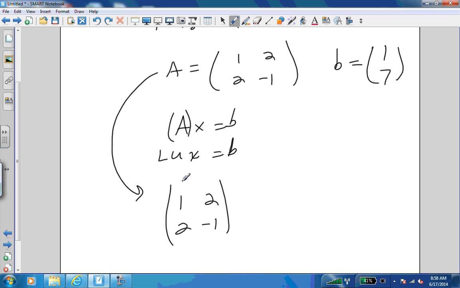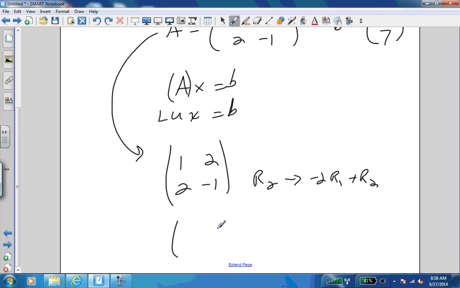then to get this as an upper, we need a 0 here. So our row 2, we can change by doing negative 2 times the first row plus the second row. So if we take negative 2 times this plus that, we get a 0. Negative 2 times 2, negative 4, negative 5, and we're leaving the first row alone. So notice that's our U. That's an upper triangular matrix.